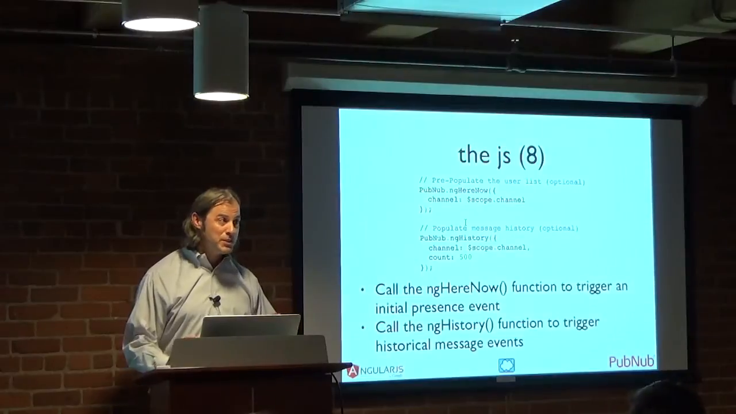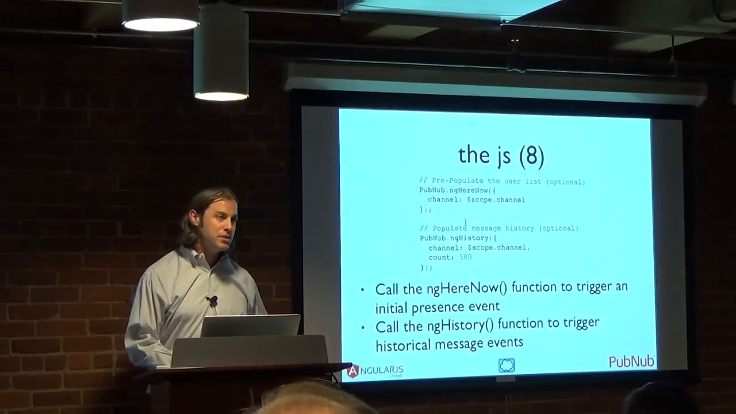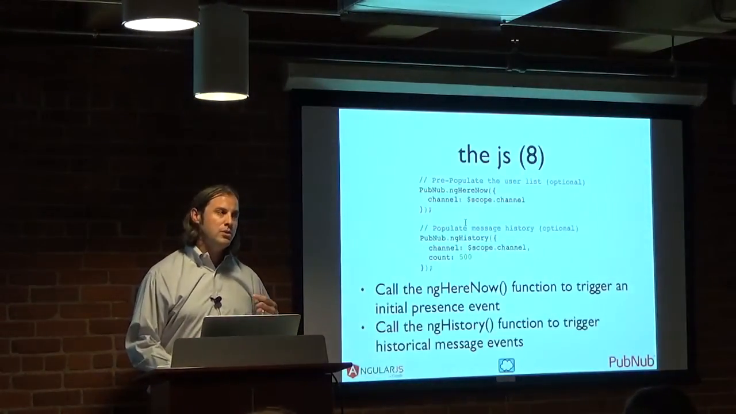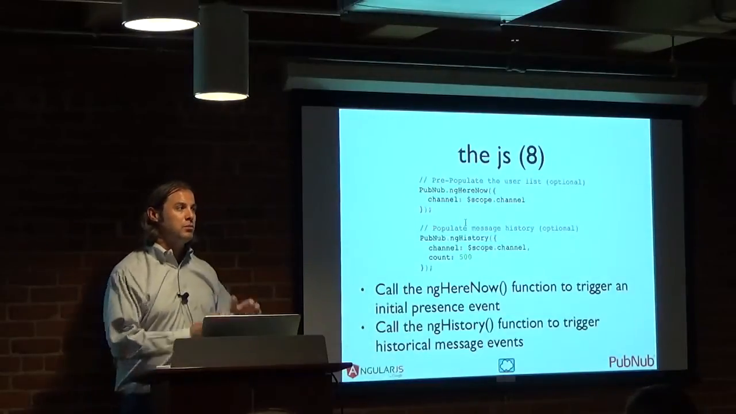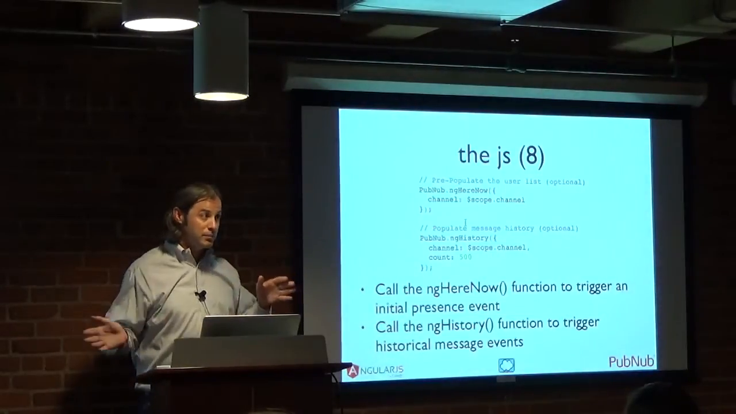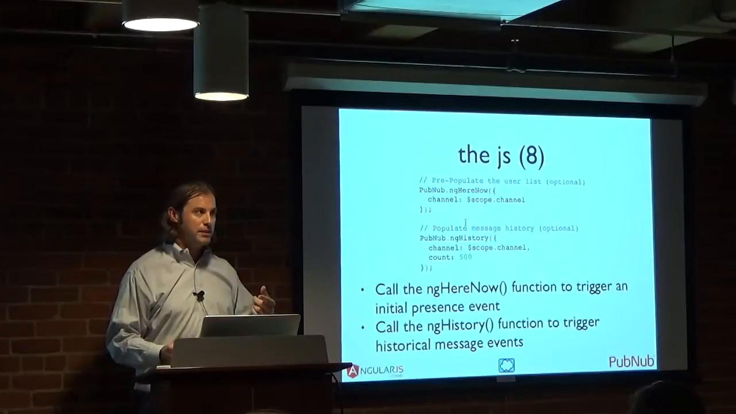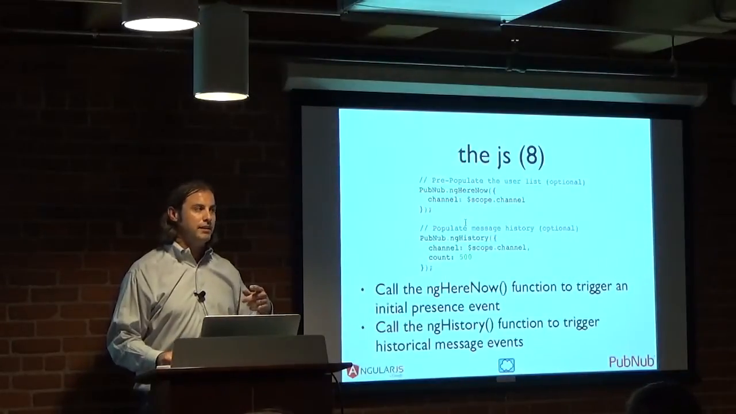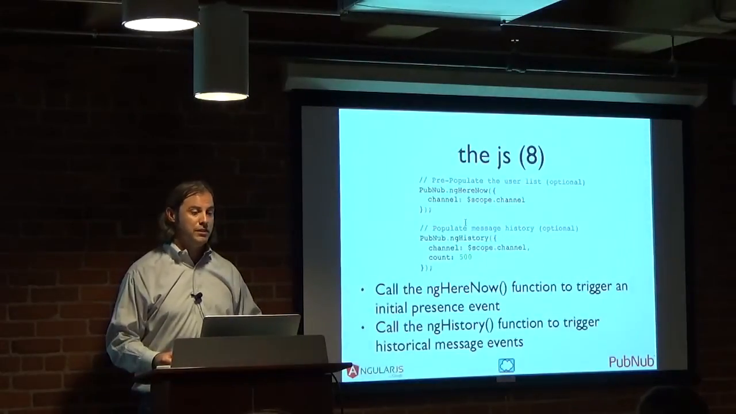And then here's two bonus features. Because you use the PubNub service, you get the here now function, which lets you not need to listen to all the presence events to bootstrap the list. You'll retrieve that list from the server immediately, so you can pre-populate it when you log on. And then the history function retrieves the message history.